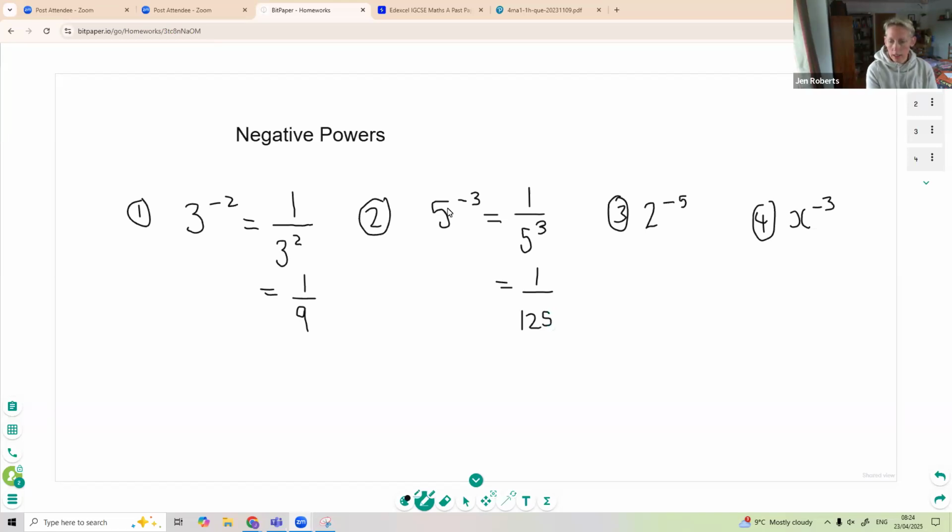Question 3, again, negative power, fraction with 1 at the top, 2 to the power 5 at the bottom. 2 to the power 5: 2, 4, 8, 16, 32. A little bit of algebra involved in the fourth one. So again, it's a fraction with 1 at the top and just x cubed at the bottom.